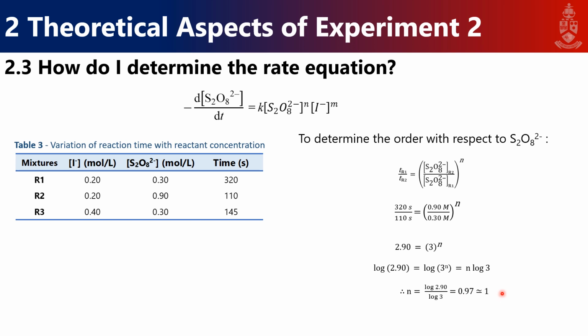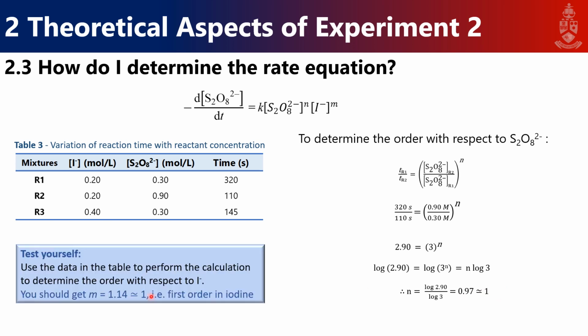We will just assume integer values. Okay, so you can go try this yourself. Then please do the calculation for iodine. For iodine, the iodide, you are going to use experiments 1 and 3.